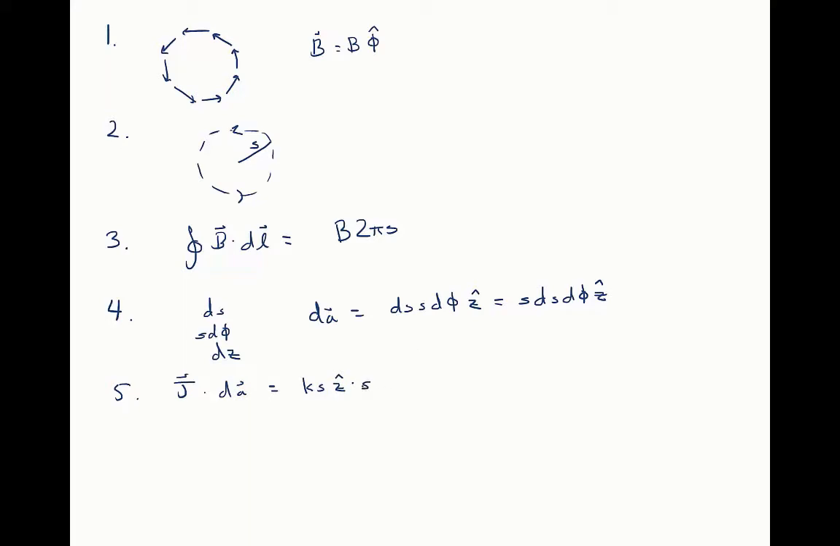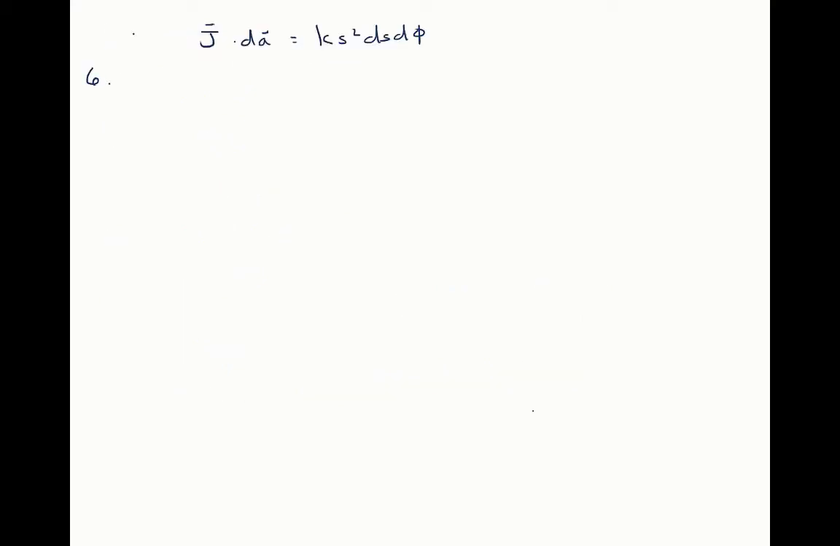dA is s ds d phi z hat. Okay, z hat dot z hat is just 1, so we have ks squared ds d phi. So that I have plenty of room, I'm going to copy number 5 over onto the next page. Keep going.